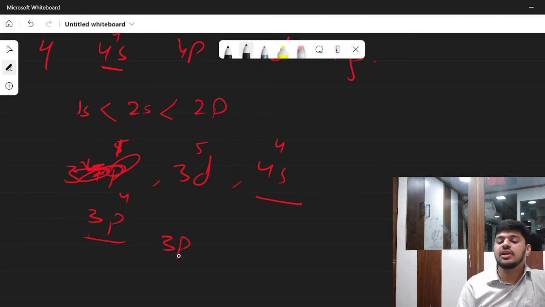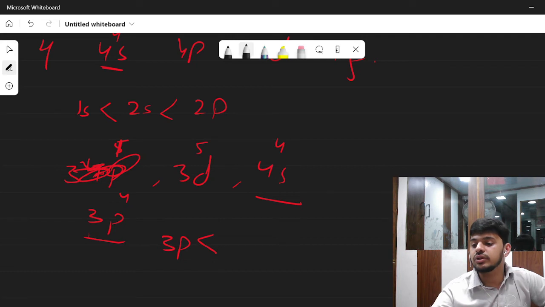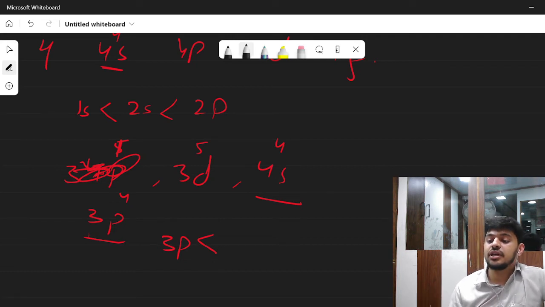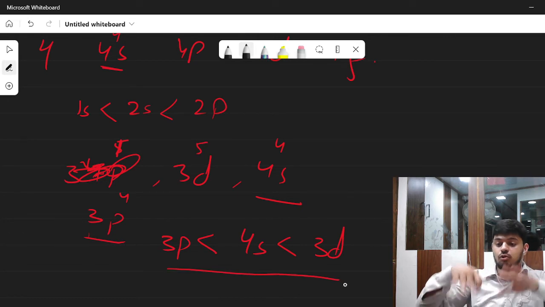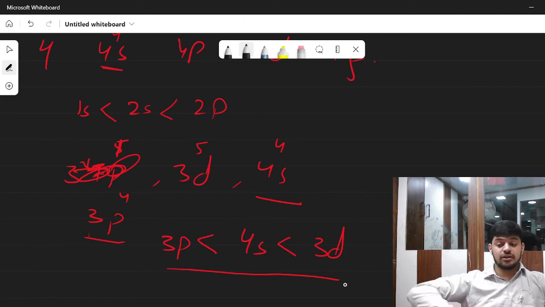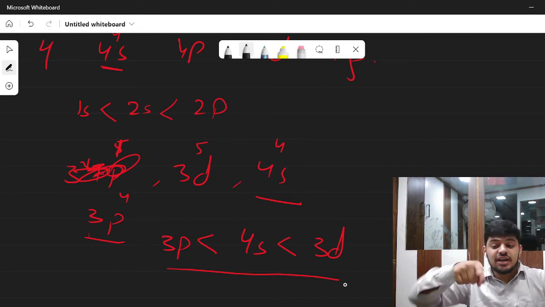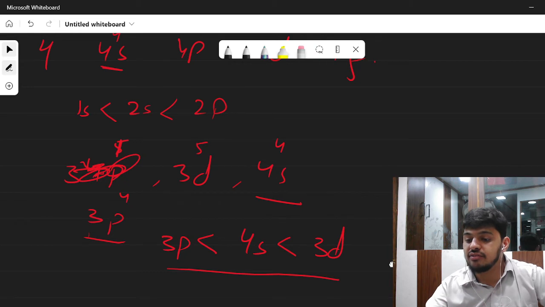It means that 3p will have the least energy. After that, who will come? Tell me in the comment box. Who will come after 3p? Very good, the 4s will come. Exactly. And then 3d will come. The order of energy became very disturbed. But when you see the periodic table, you will understand why 3p, then 4s, then 3d. I will tell you.